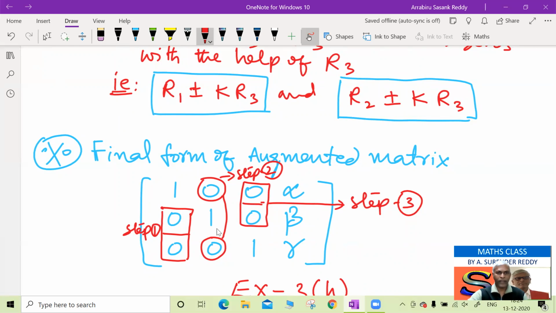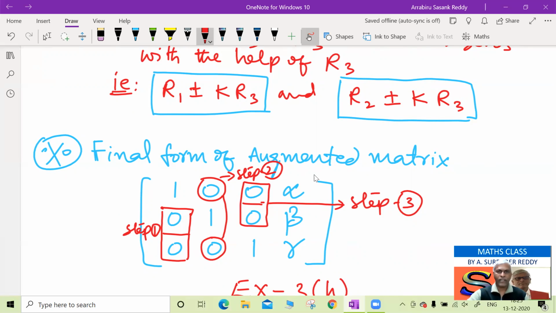In first step, we make 2 zeros in first column. In second step, we make 2 zeros in second column. In third step, we make 2 zeros in third column. So in first column, second element and third element. In second column, first element and last element. In third column, first element and second element. So we have to make these 6 elements 0 by using elementary row transformations.